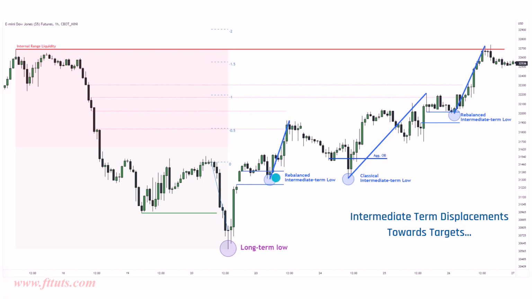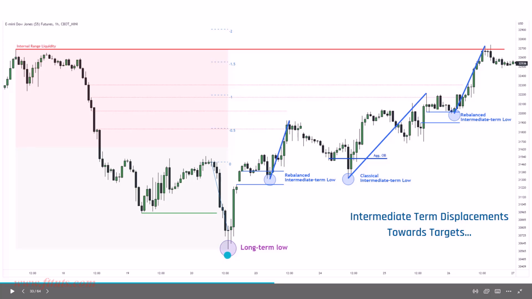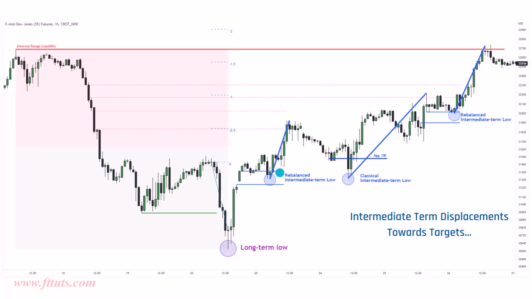We can see, look at these up candles here. These are not displacements, right? These are not displacements. This is displacement, right? Displacement to our target, which is 0.5, and this fair value gap in a premium from this low to this high. Okay, so intermediate term displacement, when an intermediate term swing low has been established in this case, that will cause displacement toward our targets. Okay, same thing here. We have displacement and displacement here.